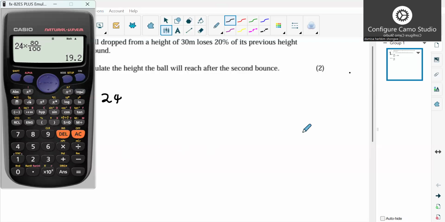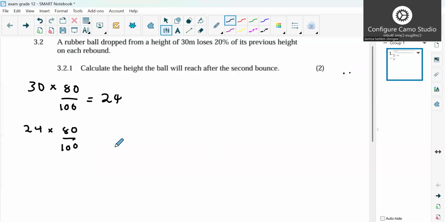19,2. So it's 19,2 meters. So this is the answer that we're looking for. So we're going to tell them, therefore, after B2, this thing here is going to be 19,2. And then we get our 2 marks. They're going to give us the first mark for the first bounce, and then they're also going to give us a mark for the second bounce.